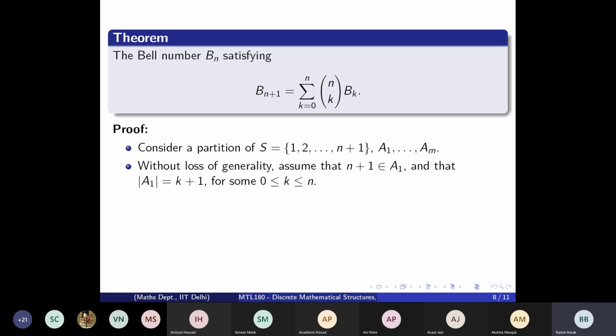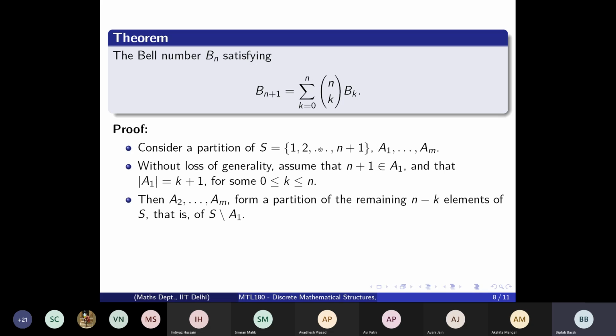Now, what does it mean? That means that A2, A3 up to Am is a partition of the remaining n minus k elements. This forms a partition of the remaining n minus k elements of S, which is S minus A1. Is that fine?